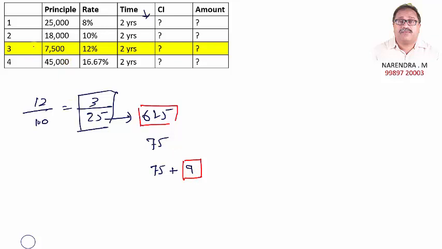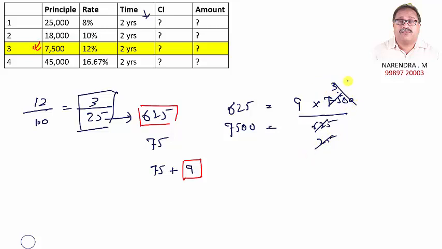When the principal is 7,500, what is the difference? So let's work out on it. 625 is the principal and the difference is 9. When the principal is 7,500, what is the difference? 9 into 7,500 by 625. Let's cancel with 25 times, and with 25 this is 3 times 300, and with 25 this 300 will get cancelled 12 times, and 12 times 9 is 108. That is the difference.